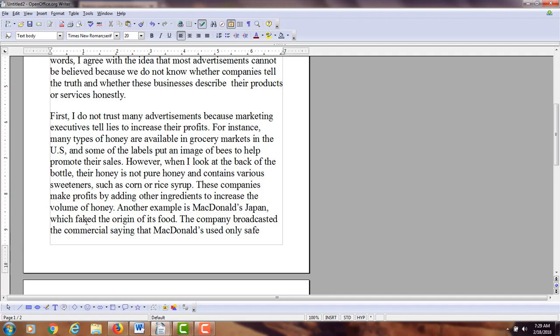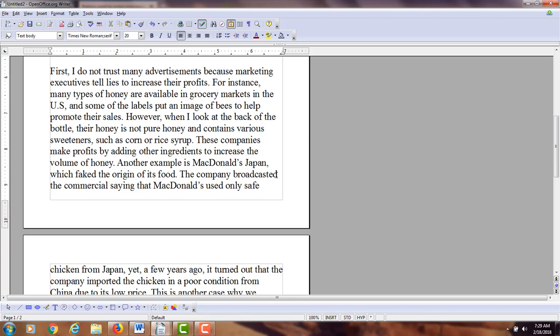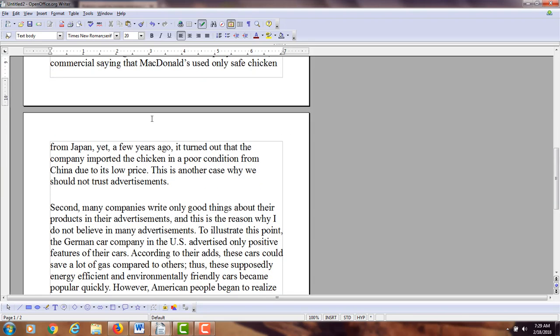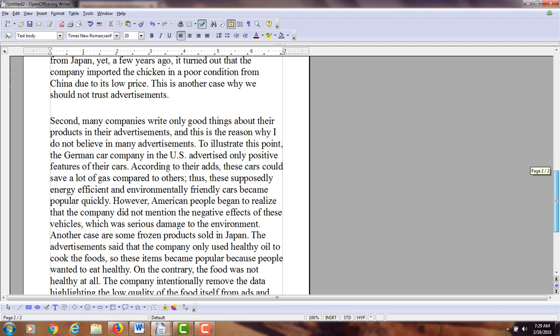Another example is McDonald's Japan, which faked the origin of its foods. The company, and I think "broadcast" is an irregular verb. It's broadcast, base form. The simple past is broadcast, and the past participle is broadcast. So the company broadcast the commercial saying that McDonald's used only safe chicken from Japan, yet a few years ago it turned out that the company imported the chicken in a poor condition from China due to its low price. This is another case why we should not trust advertisements.